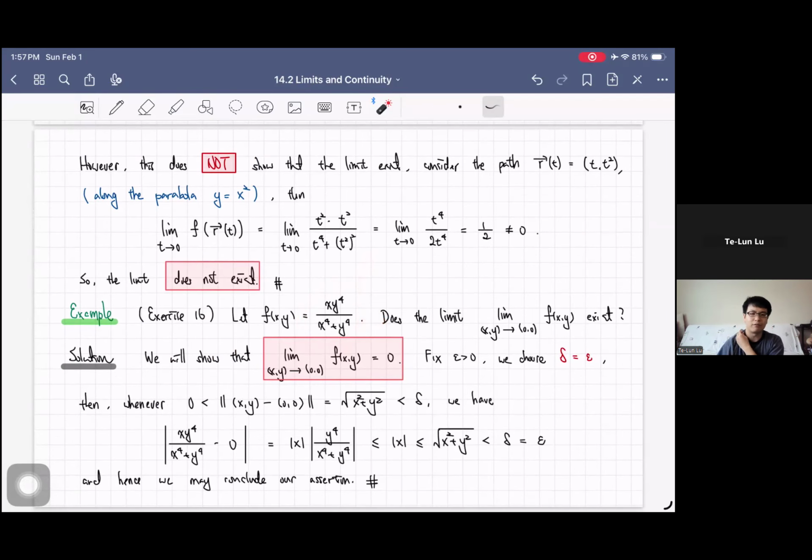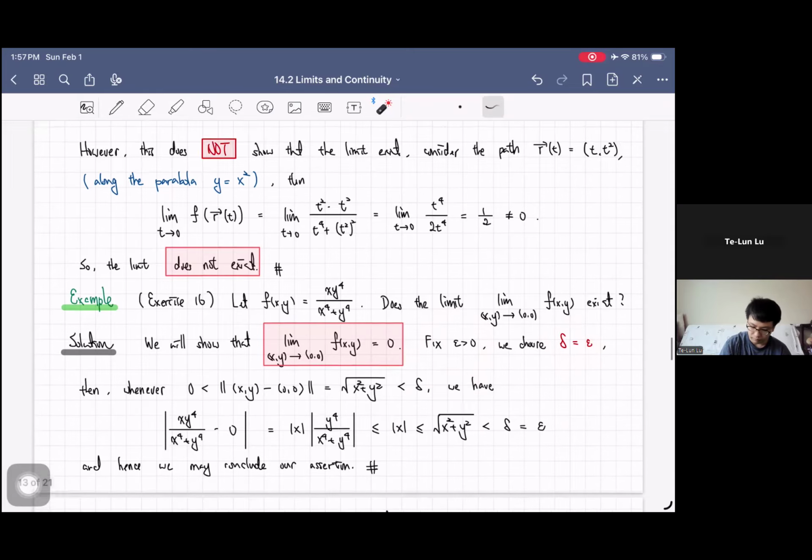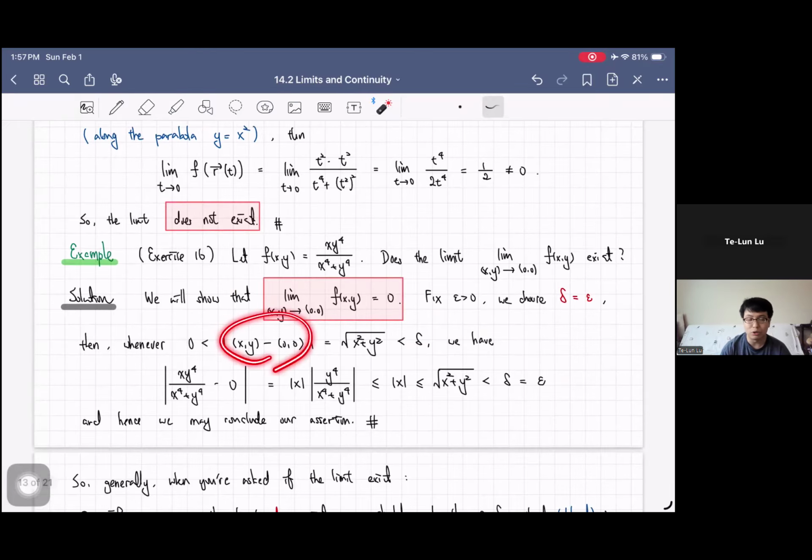To prove the limit exists, we have to apply the epsilon-delta definition. By fixing an arbitrary positive threshold, epsilon, we can choose delta to be epsilon, and then let us see what happens. Whenever the distance between (x, y) and the origin is less than delta, which practically means that the square root of x squared plus y squared is less than delta, then we look at the distance between the function and the potential limit value 0, which is just this function taking absolute value, right?